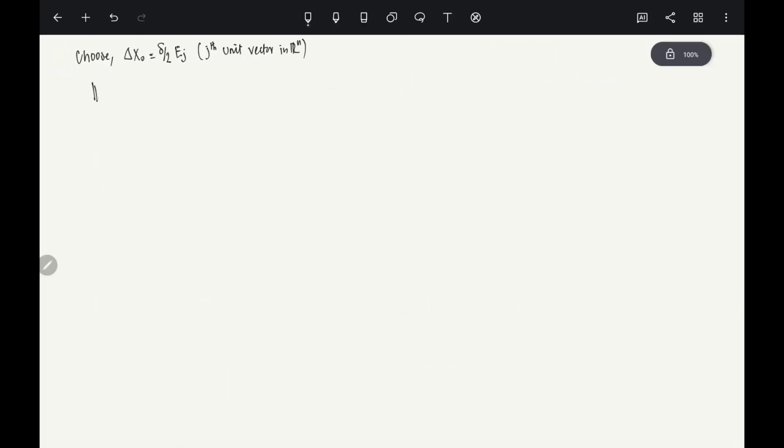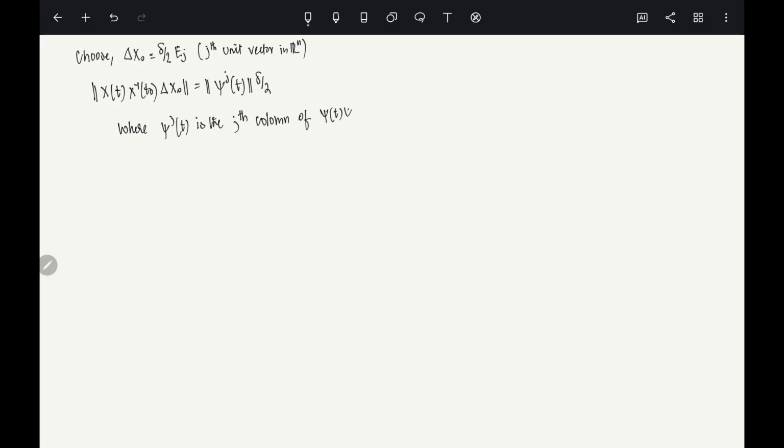Now once you choose it, what do we have? Then we have x of t, x inverse of t naught, and then delta x naught. We can write it as phi_j of t times delta by 2, where phi_j of t is the jth column of phi t, phi inverse t naught. We can just multiply this matrix, and there will be a jth column, right? Let's just call that jth column phi_j of t, and delta x naught I can just bound by delta by 2.